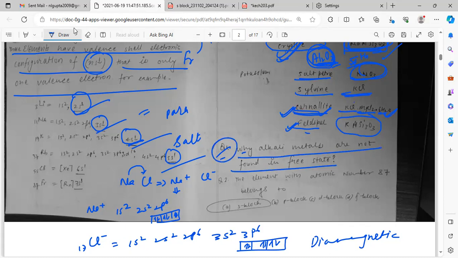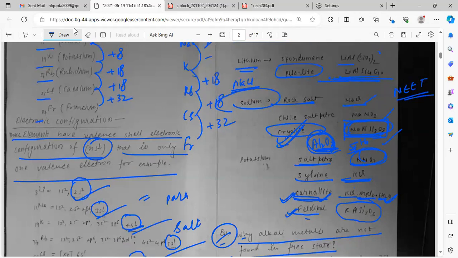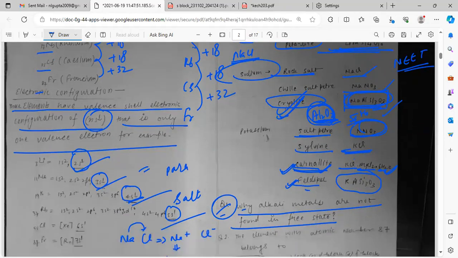Sir, you just told us that alkali metals are generally very reactive, so they react with anything they find in their surroundings. Oxygen is abundant in the air, and they form oxides. So that is why they are not found free in nature.